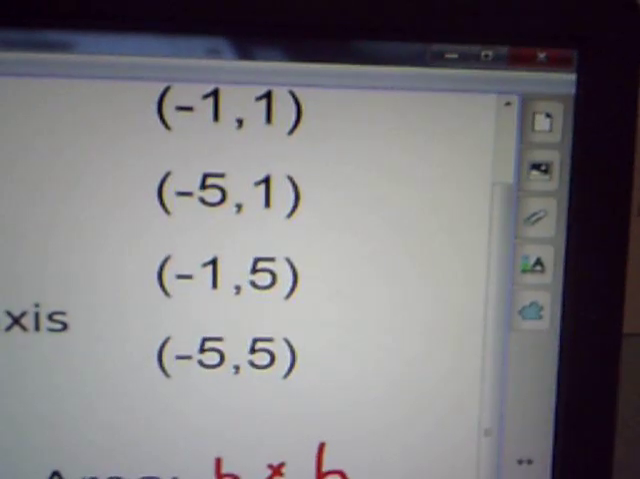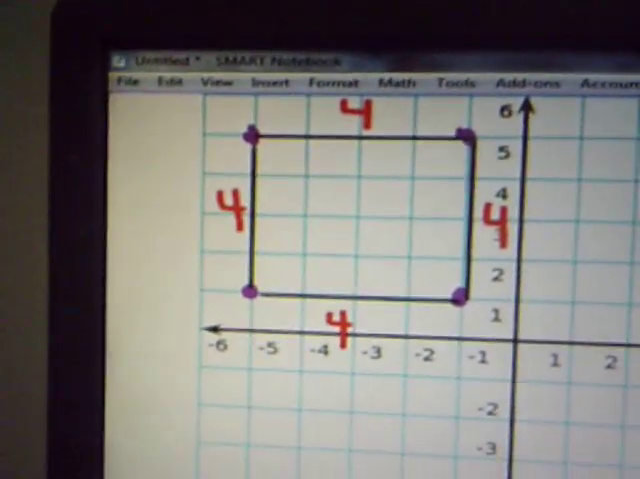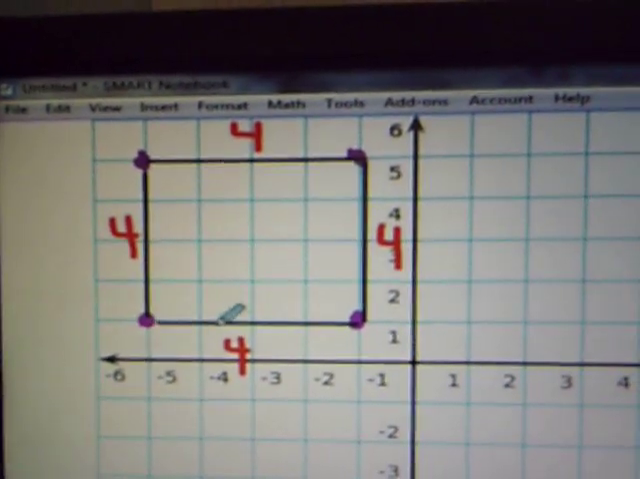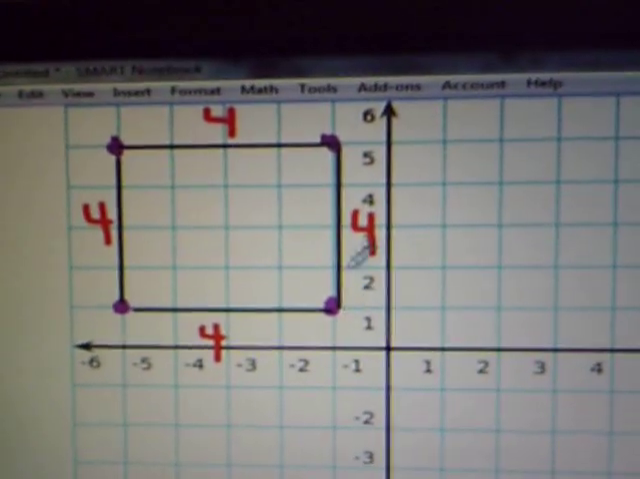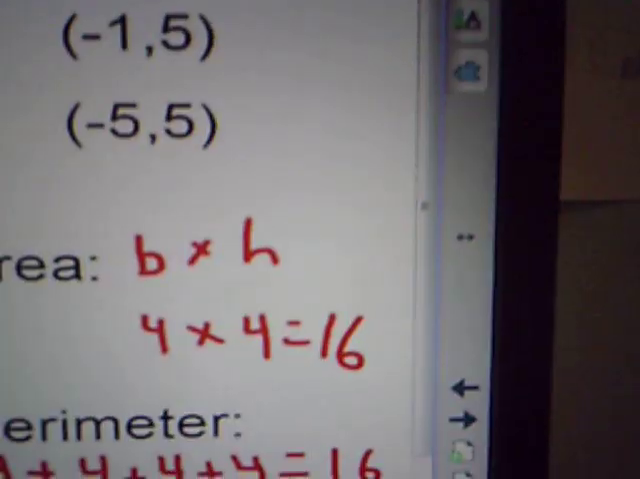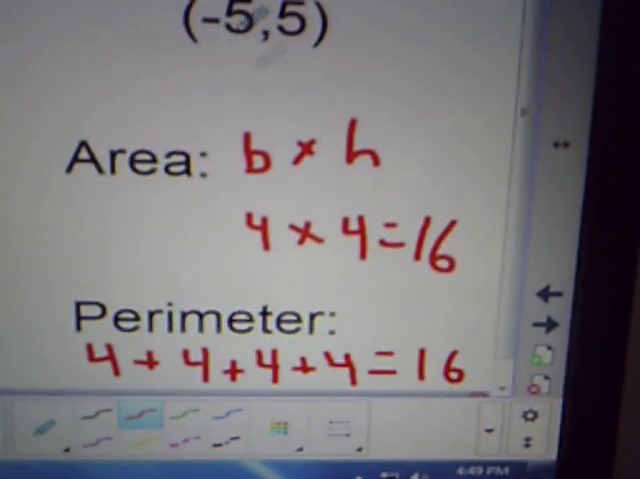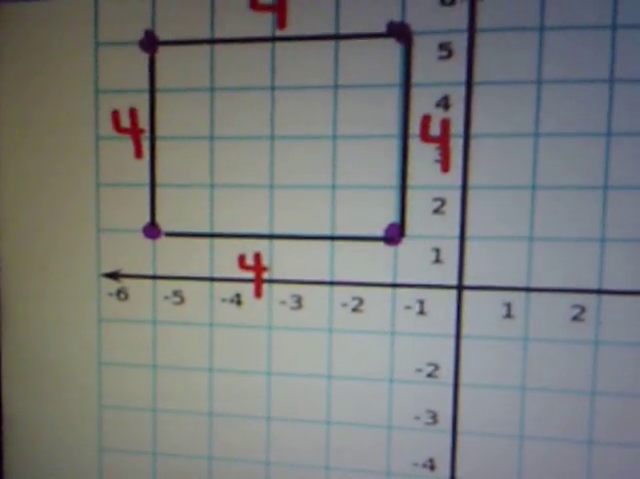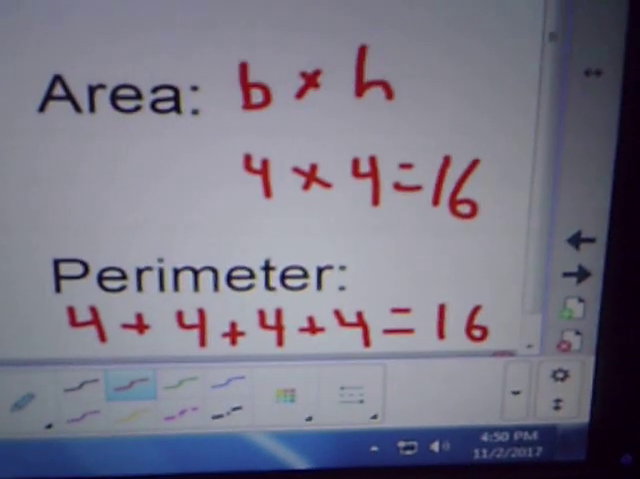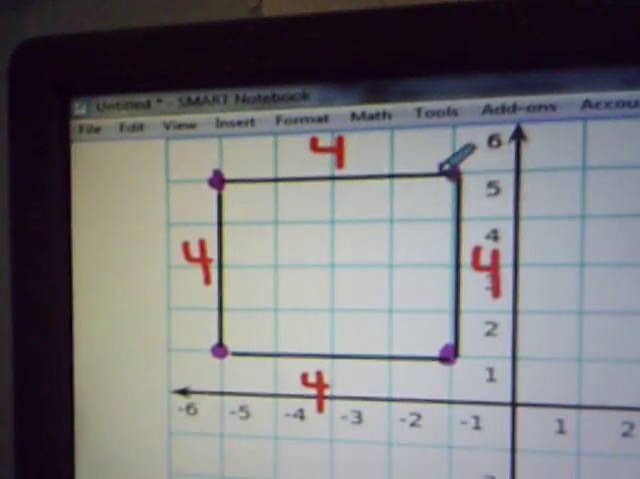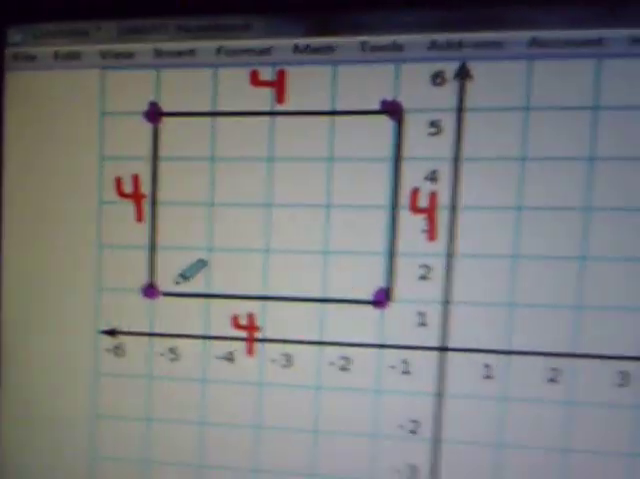But, once again, the first step is to plot your points. Carefully plot them on the graph. Then, find the distance by counting the distance between each point, and label your shape as such. Then the next step is to simply follow the formulas. For area, the formula is base times height. In this case, 4 times 4. And the perimeter is simply the total distance all the way around the shape. In this case, 4 plus another 4 plus another 4 plus another 4.